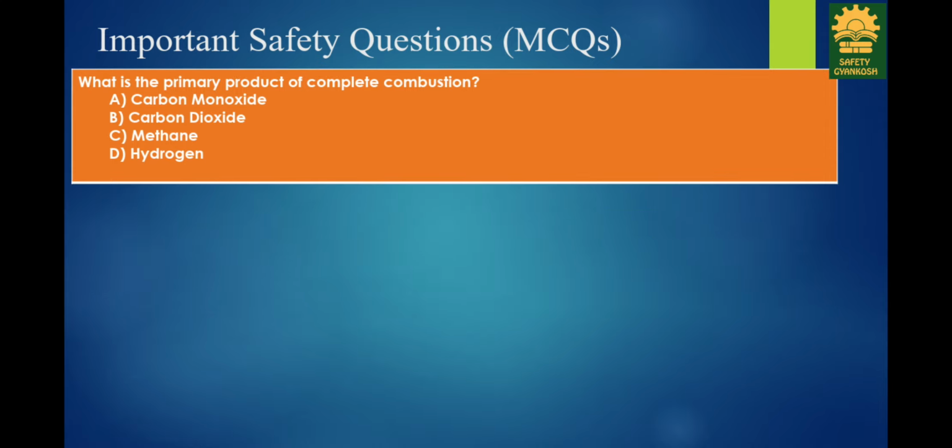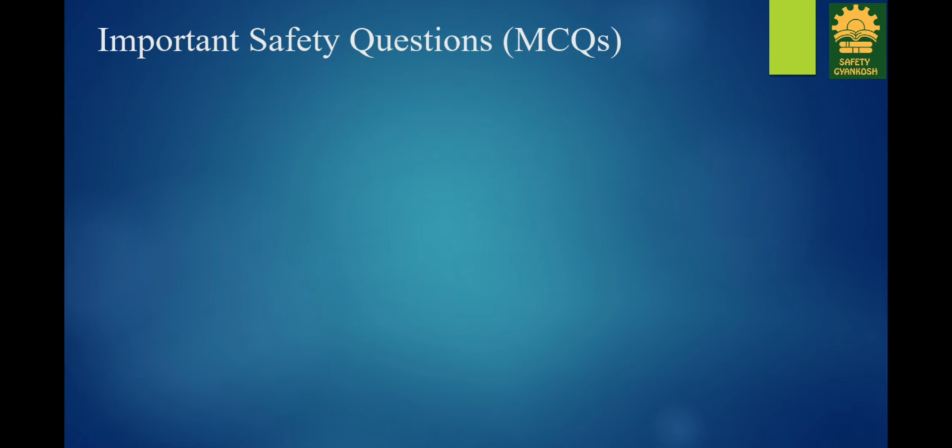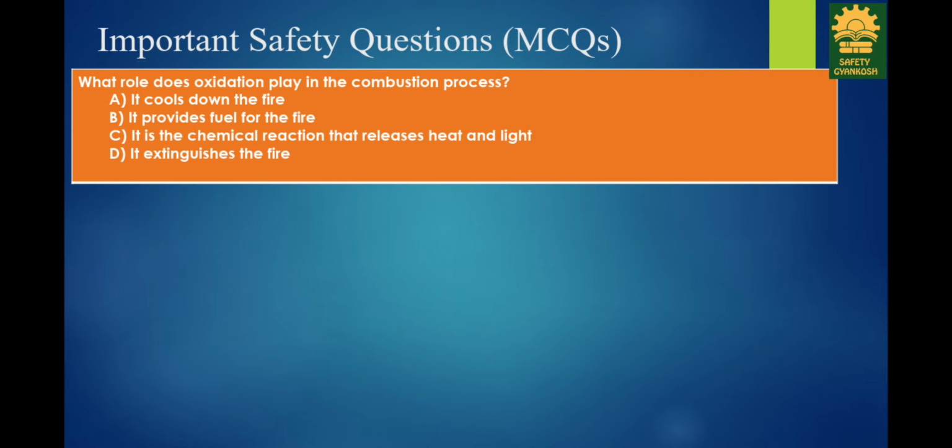What is the primary product of complete combustion? A. Carbon monoxide. B. Carbon dioxide. C. Methane. D. Hydrogen. See, complete combustion is a process in which the primary products are carbon dioxide and water vapor, that is CO2 and H2O. So the correct answer is B, carbon dioxide. If there is incomplete combustion, then carbon monoxide and methane may be the products.